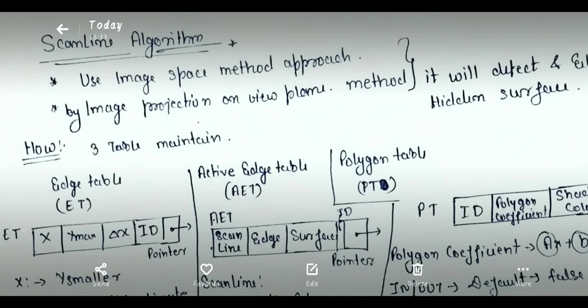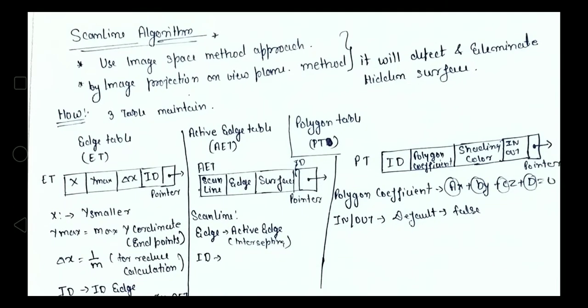Hello students, today's topic is the scan line algorithm. The scan line algorithm uses two things for detecting and eliminating hidden surfaces. What are the two things?